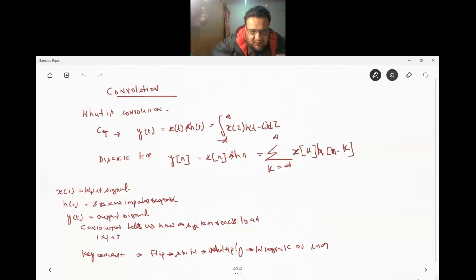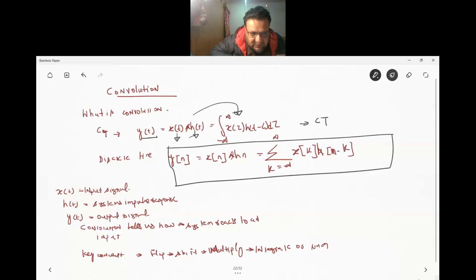Now, convolution I already explained. This is your output, and you're just multiplying your input with the impulse response. This is the mathematical form in the continuous time domain, and this is how it is given in the discrete time domain. Here x of t is the input signal, h of t is the system's impulse response, and y of t is the output signal. So the output signal is the system's impulse response convolved with the input signal, right?